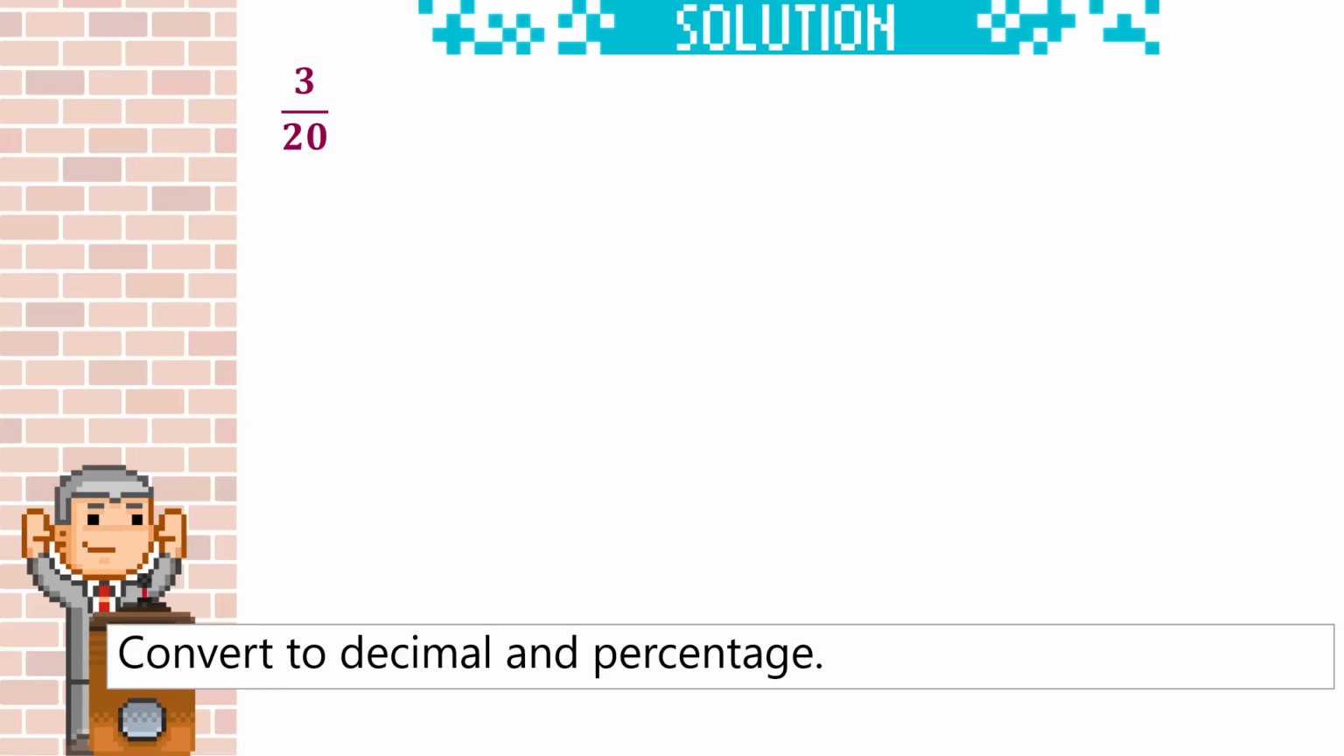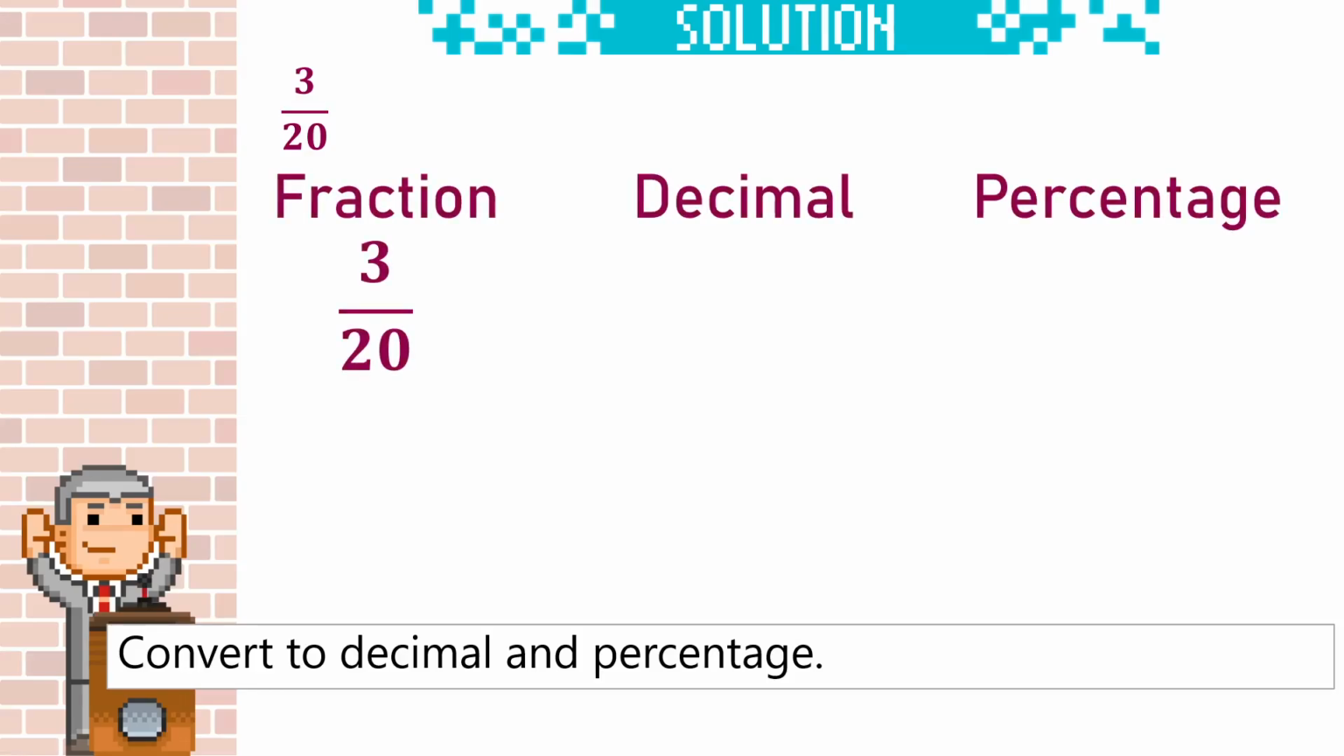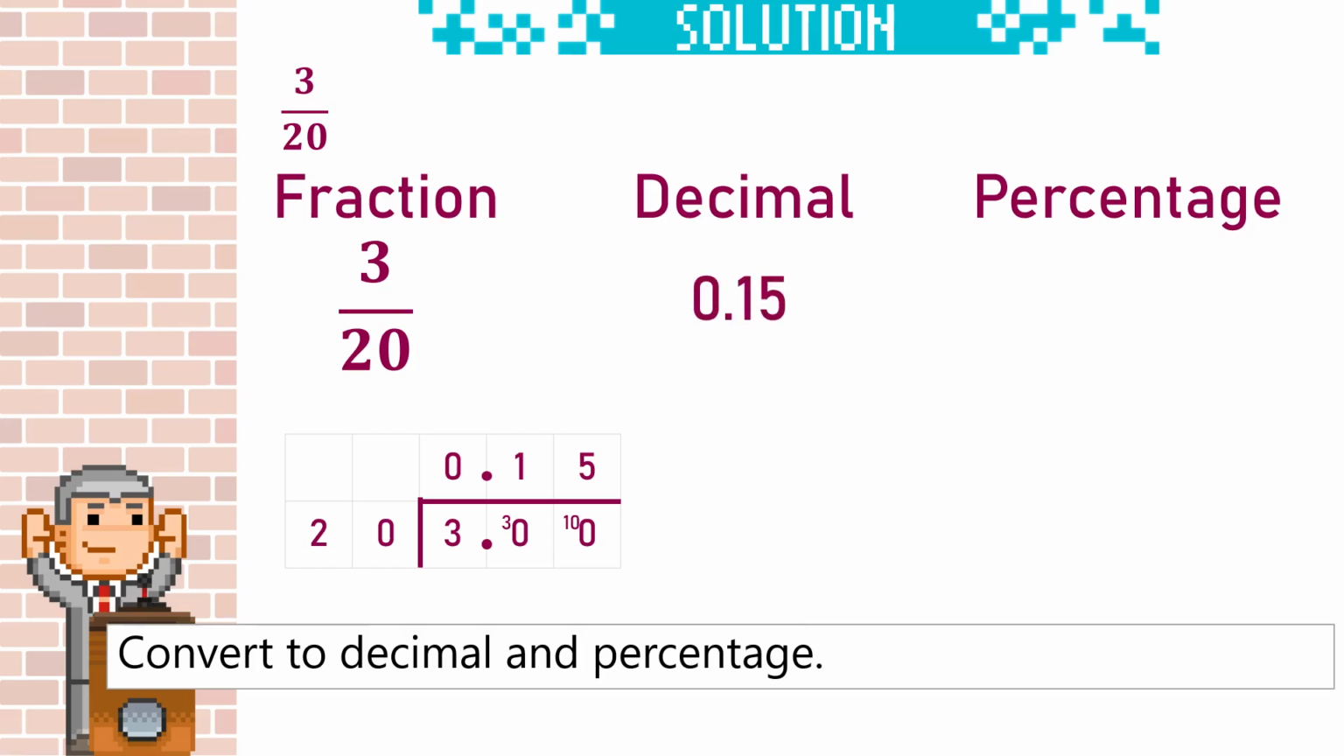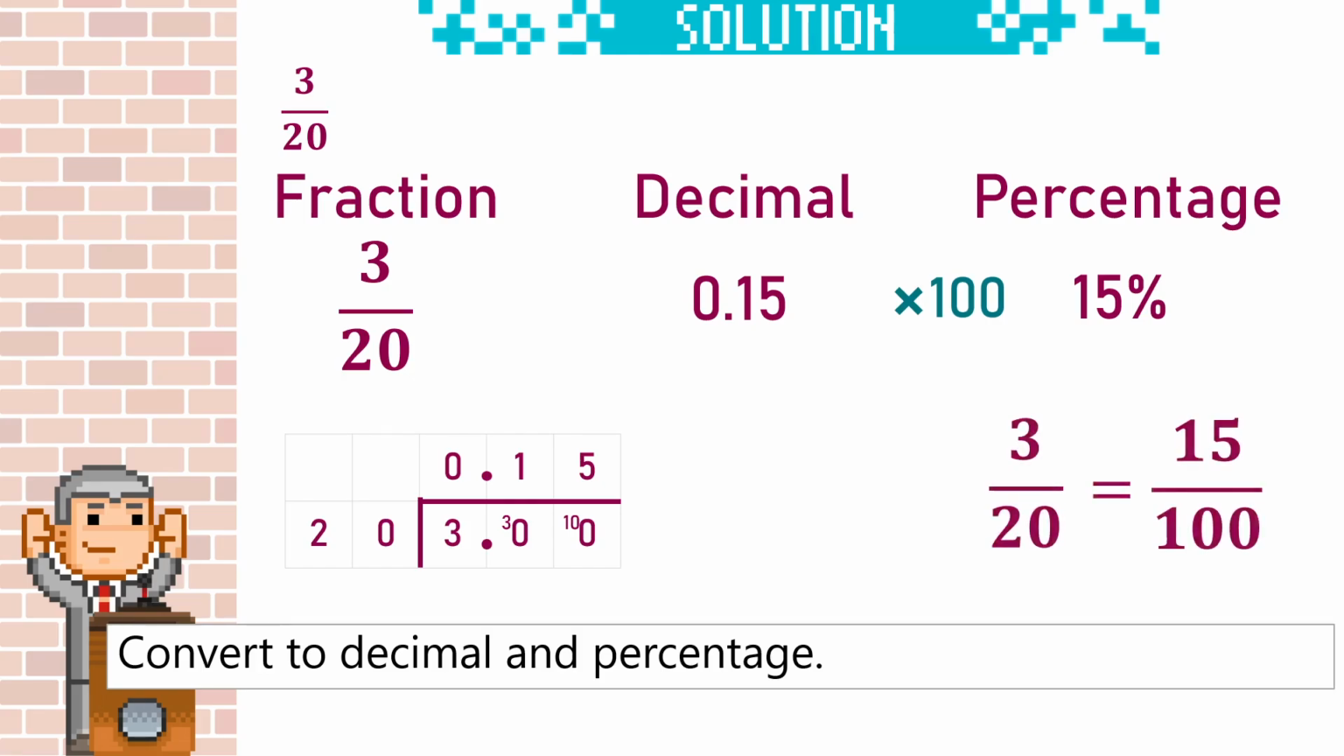To convert a fraction to a decimal, we divide the top number by the bottom number. We could use the bus stop method. To convert to a percentage, we then multiply that decimal by 100. We could have converted the fraction to make the denominator 100, then the numerator would become our percentage.